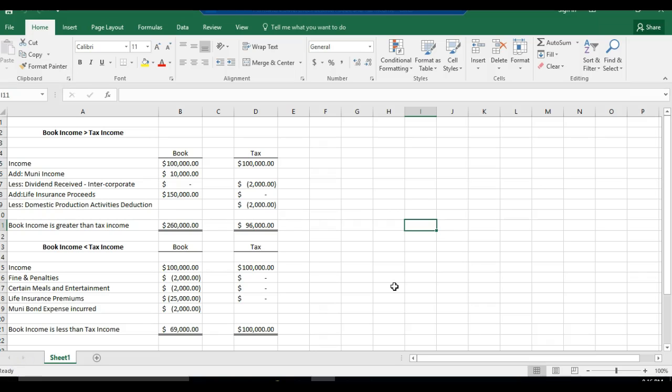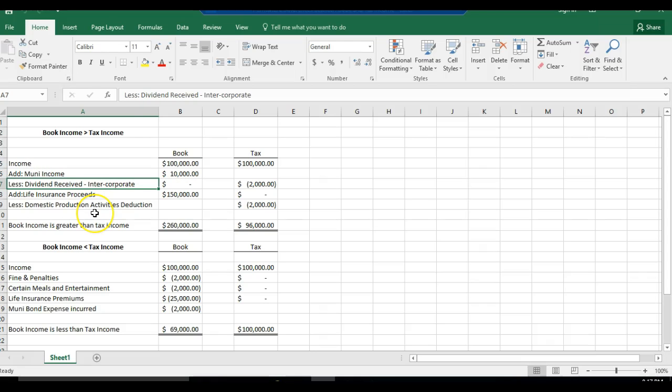Let's quickly review our permanent book income versus tax income differences. On this spreadsheet, we basically do a reconciliation. When book income is greater than tax income, for that to happen, let's assume we both start with the same income for book and tax purposes. Under the tax code, we do not have to declare municipal bond income right here in our taxable income. But GAAP basically makes us record muni income as income. So that gets added to our book income.